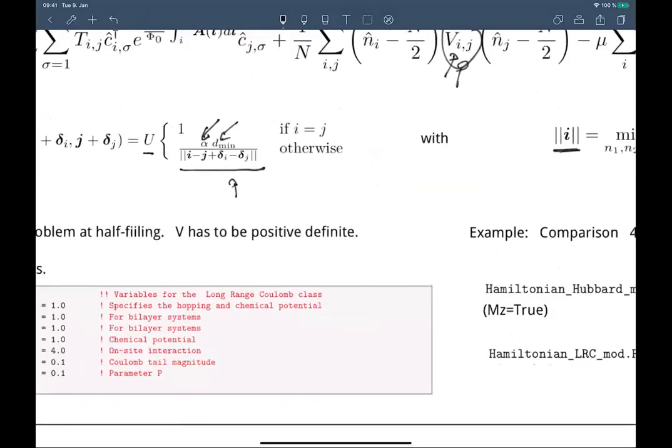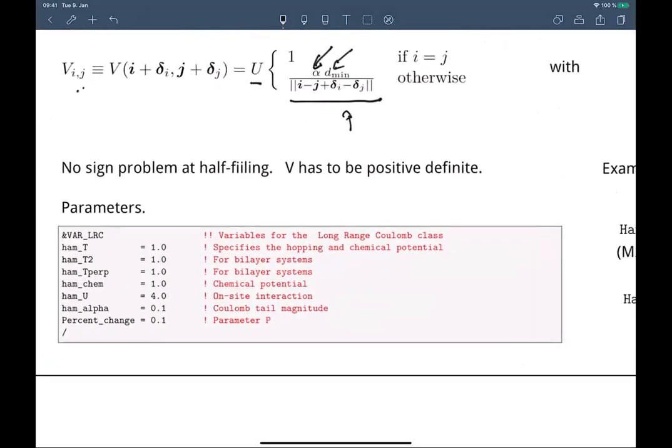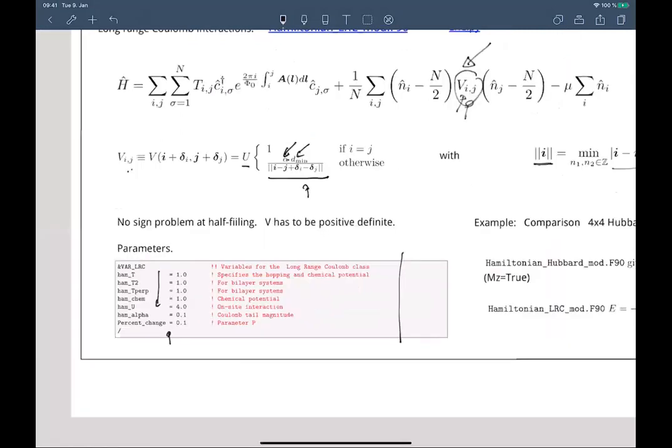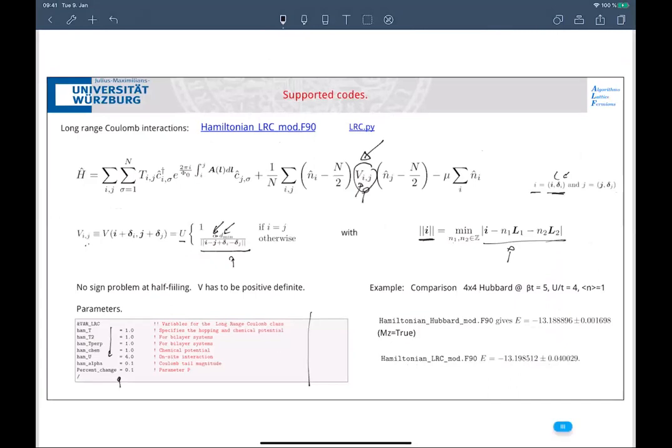These are the parameters. So everything is pretty clear. There is the U, the alpha, which determines the tail, the magnitude of the tail of the Coulomb repulsion. The only thing, we know this percent change, this is a bit special for this code.